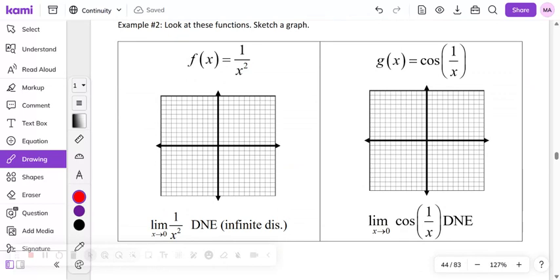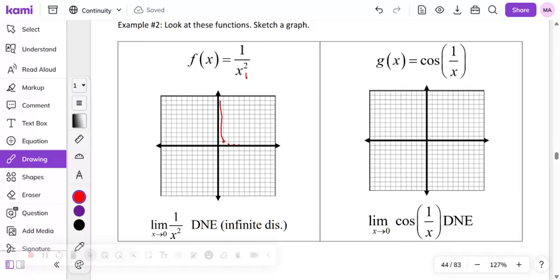Okay, let's take a look at these functions. So we have the function f of x equals 1 over x squared. So just looking at this, as x approaches 0, we know we can't have a 0 here. But let's put some numbers in. Let's put in like 1. Well, 1 over 1 squared is 1. How about 2? We'd get 1/4, 1/9, 1/25, and so on.